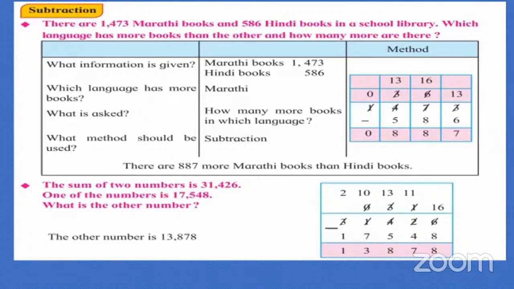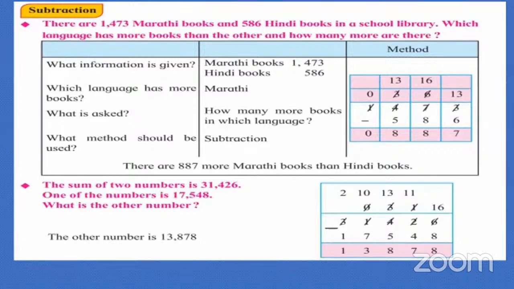So we cannot minus 7 from 0. For that purpose we'll borrow 1 from the next number, 3. Then that 0 will become 10. Okay. So 10 minus 7, it remains 3. And now 3 becomes 2. So 2 minus 1, the answer is 1. So the other number is 13,878. Okay. We got the answer. What answer did we get? The other number is 13,878.